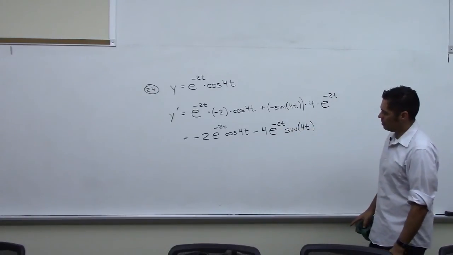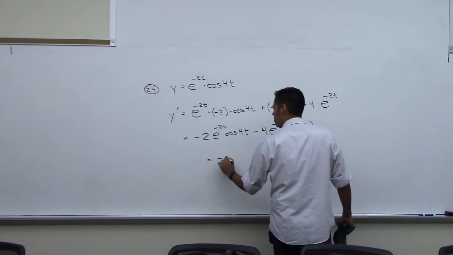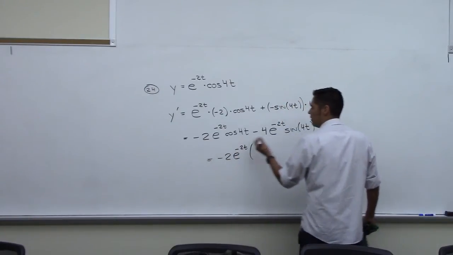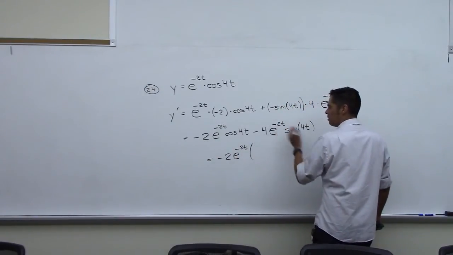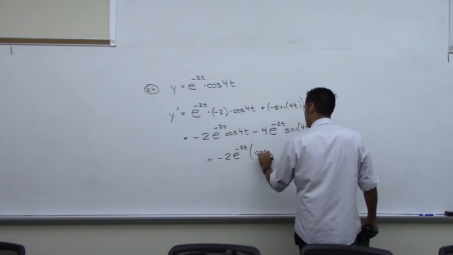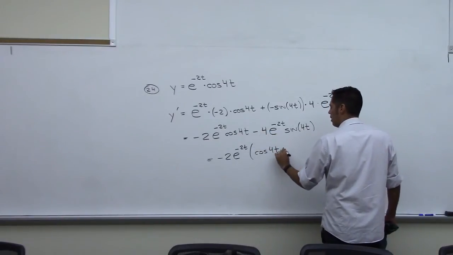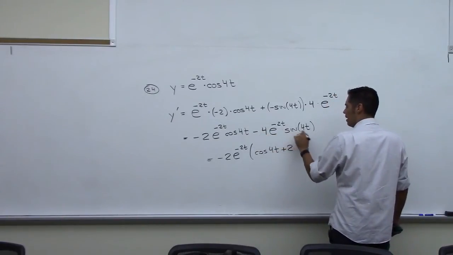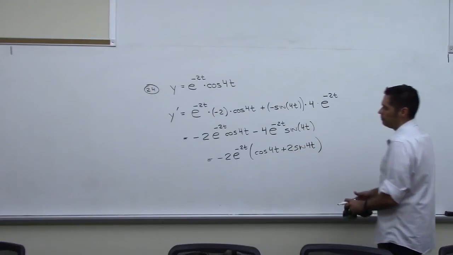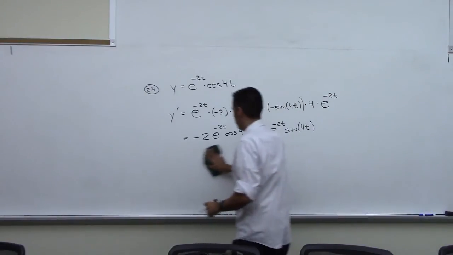And I also see a GCF, even though I could say I'm done. I'm just going to show you. You could pull a negative 2 e to the negative 2t out. Right? They both have negative 2. They both have an e to the negative 2t. So if I pull the negative 2 out, all that's left here is the cosine 4t. And then I pulled the negative 2 out, so I'll have plus 2 and then sine 4t. That's 24.